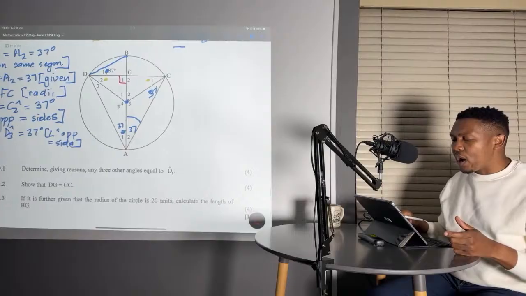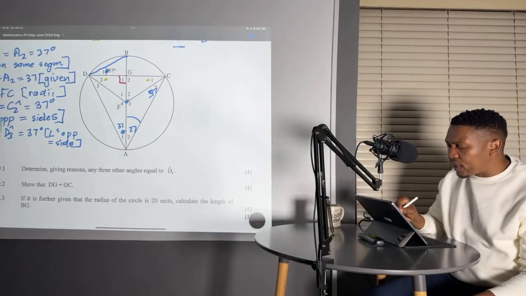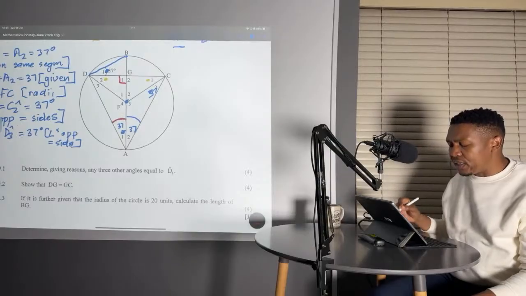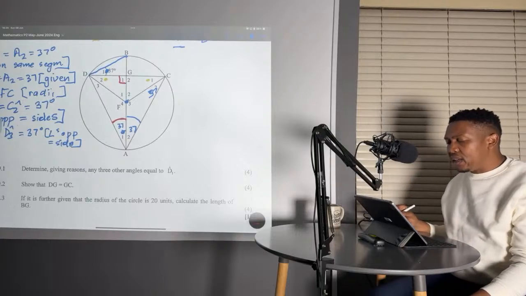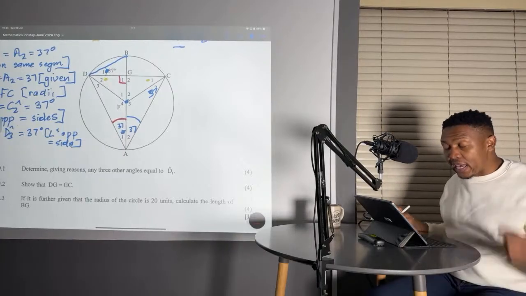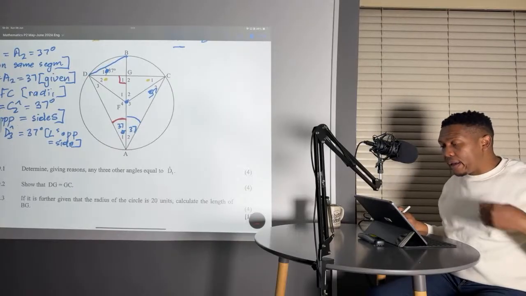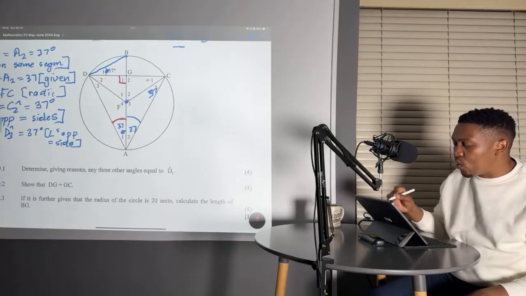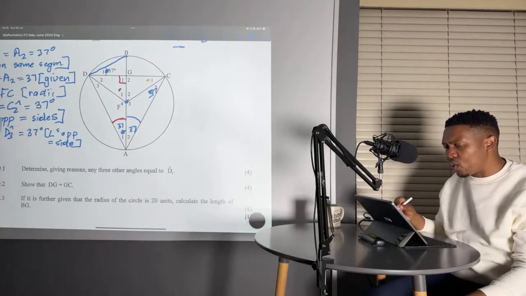All right. Now, how can we do that? So what I'm going to do, I already found this guy to be 37 degrees, right? So using angle at center is twice angle at circumference, angle at center equals twice angle at circumference, will give me this angle over there. Okay, let me see where I want to go with that.